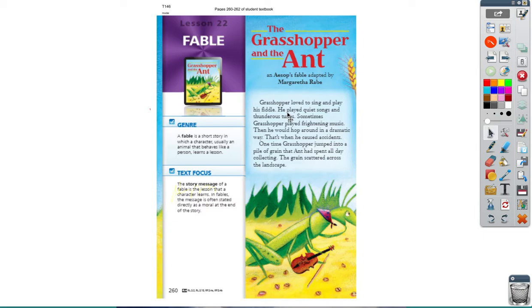Grasshopper loved to sing and play his fiddle. He played quiet songs and thunderous tunes. Sometimes Grasshopper played frightening music. Then he would hop around in a dramatic way. That's when he caused accidents.